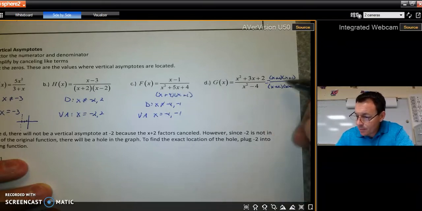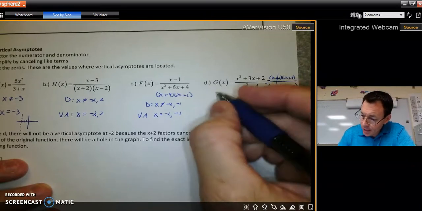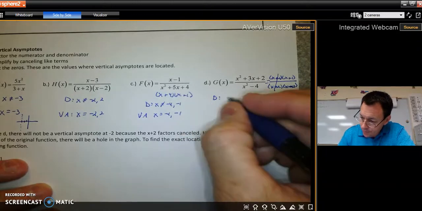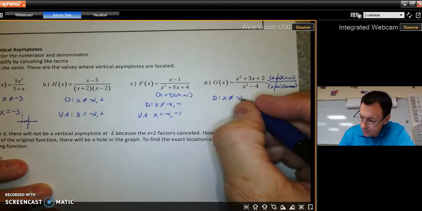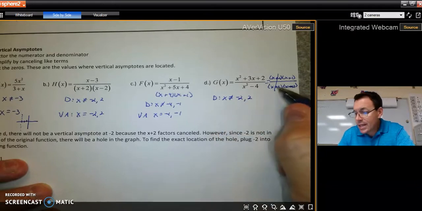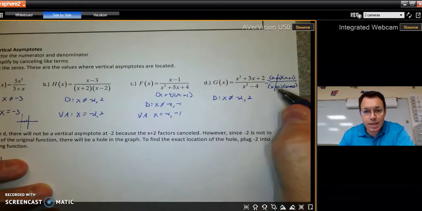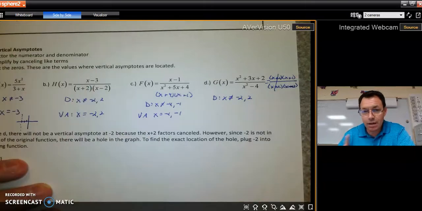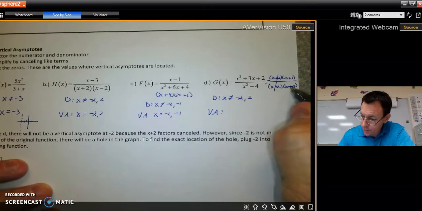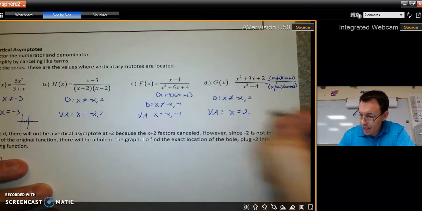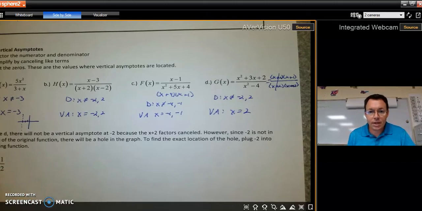Okay, but in this case, the plus 2's are going to cancel. Now, that's important. That number that canceled is still a domain restriction. So x is still not allowed to equal negative 2 and positive 2. But that negative 2 is not going to create a vertical asymptote. If it cancels out, there's not a vertical asymptote there. So there's only one vertical asymptote at, so this was x minus 2, so x equals positive 2. And that's where our vertical asymptote is.